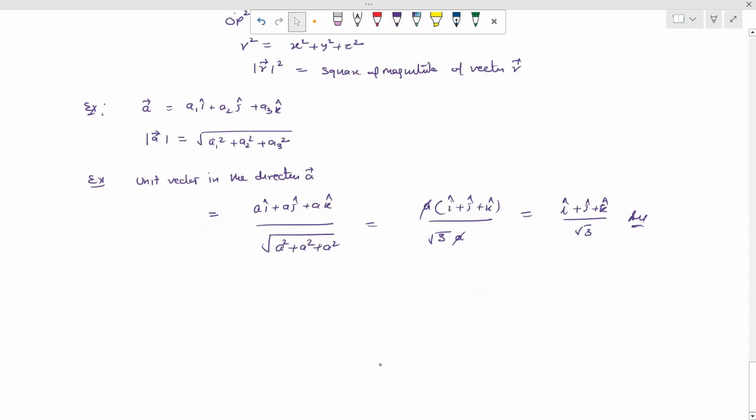In this case, if vector A is equal to 0, then we have a1 equal to 0, a2 equal to 0, and a3 equal to 0. So all three are 0. In this case i, j and k are called non-coplanar. They are not in the same plane.